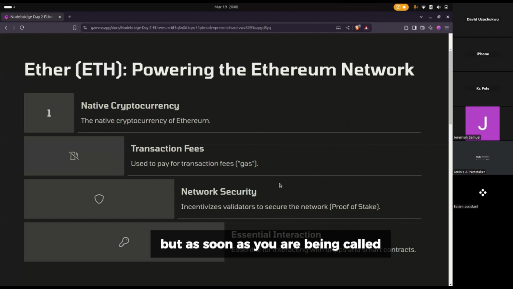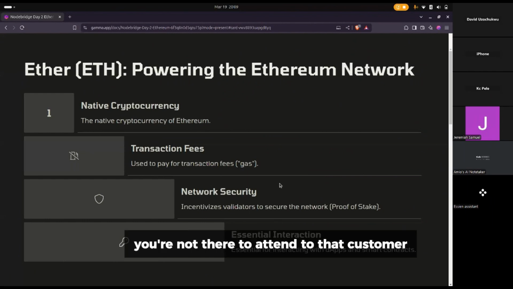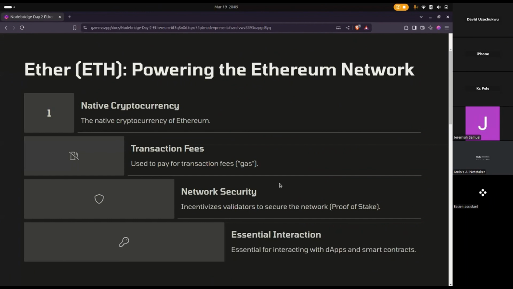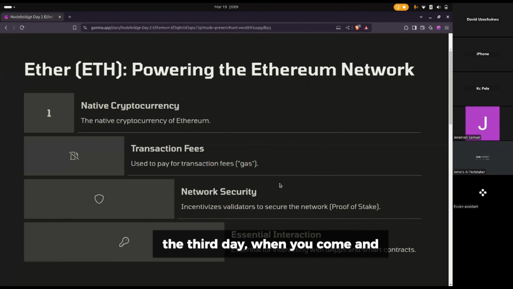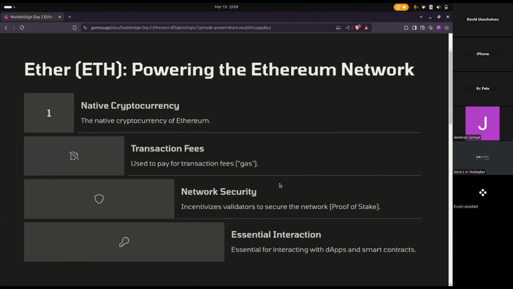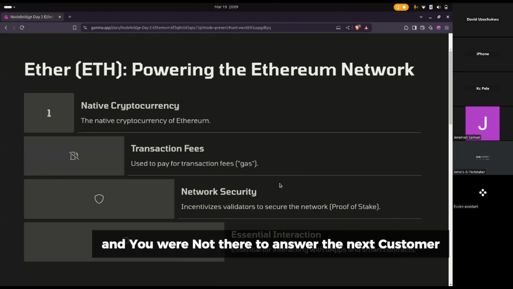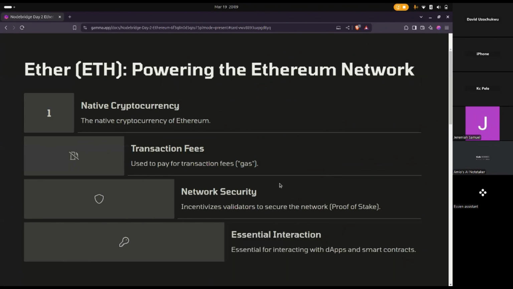But as soon as you are called and you are nowhere to be found, probably you have gone out, you went to play, you went to do something else, and they called you and you are not there to attend to that customer, instead of giving you 10K, they remove 10K from what you have. So probably you have been good for 2 days, you now have 120K. The third day, when you come and you're probably rude to a customer, they decide to take out 10K from your 120K, which is 110K. The following day, probably you came late, they took out another 10K. The next day you showed up, they called you and you were not there to answer the next customer, they took out 10K.